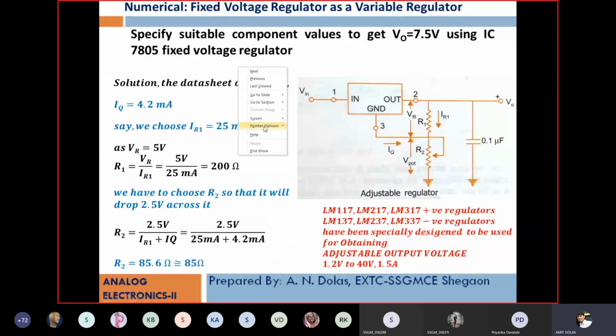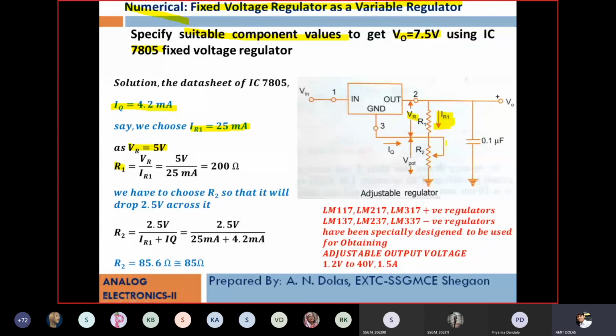So here, fixed voltage regulator as a variable voltage regulator. Here a numerical is given: specify suitable component values to get an output of 7.5 volt using IC 7805. So IQ is 4.2 milliampere. Then we say that IR1, the current, we have assumed to be 25 milliampere. Output voltage remains fixed, that is VR is 5 volt, as we discussed earlier.